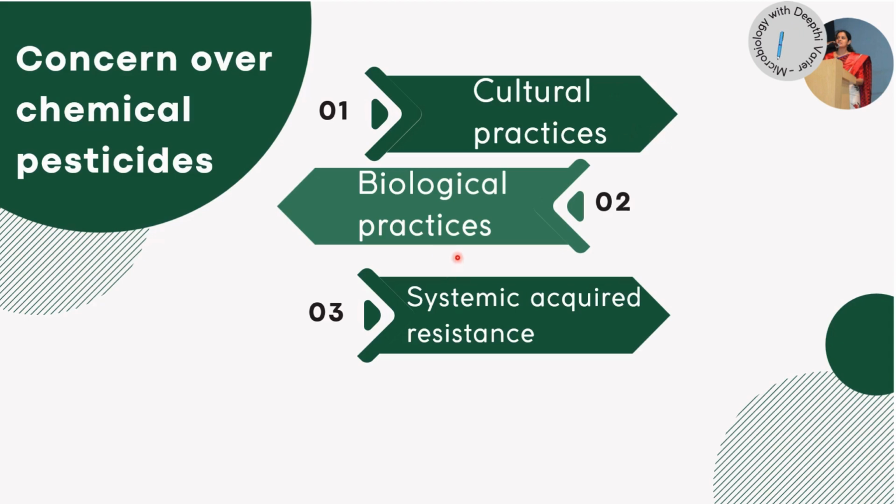Then they also looked into the biological control. This of course came much later. I think it was in the 1960s that they started trying out biological control using microorganisms to control other microorganisms, or using microorganisms to control an insect. So they did start biological practices.